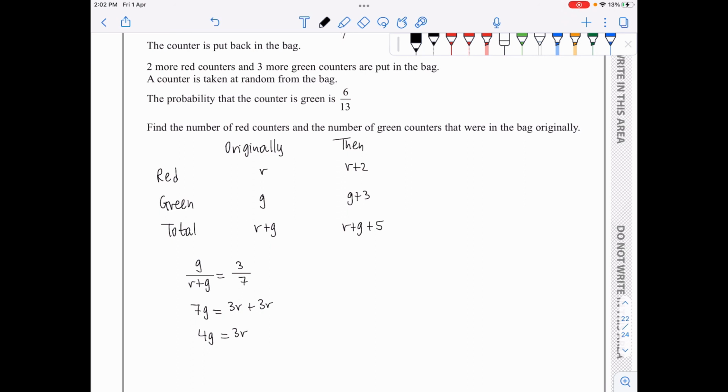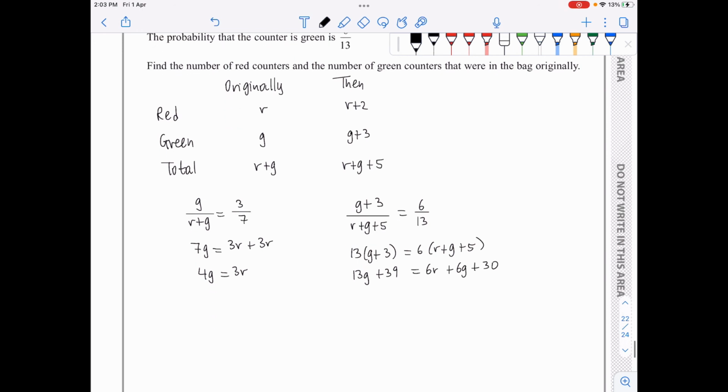Now, after adding 2 red and 3 greens, the probability of picking a green counter is 6 over 13. So G plus 3, the number of green counters, over the total number of counters now, R plus G plus 5, is 6 over 13. I will cross multiply to get the second equation in R and G. Expanding leads to 13G plus 39 is 6R plus 6G plus 30. So I got that 7G is 6R minus 9.